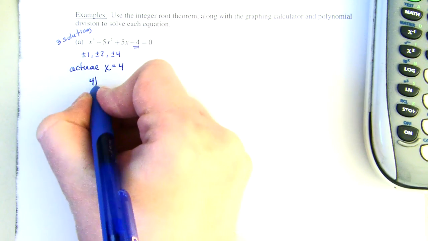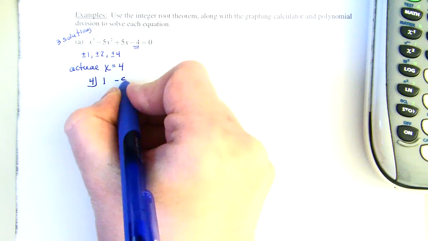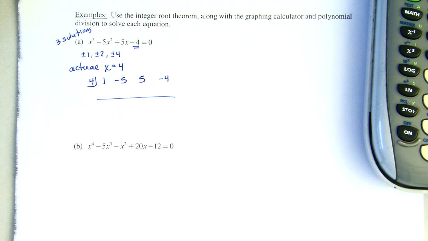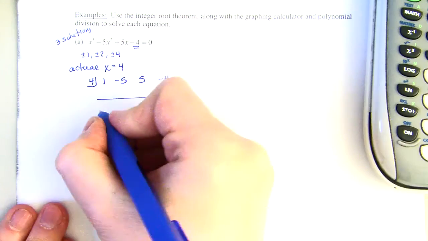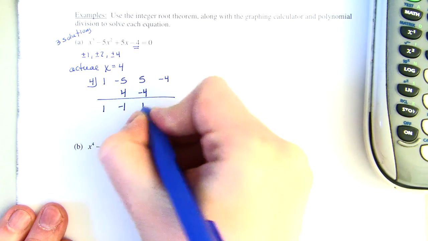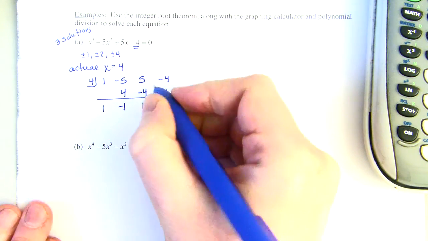4 in the box, 1, -5, 5, -4. You know what? I bet you can finish this. Do your division, do your factoring, do your quadratic formula. Finish this one off, please. Down 1, up 4, down -1, up -4, down 1, up 4, down 0.